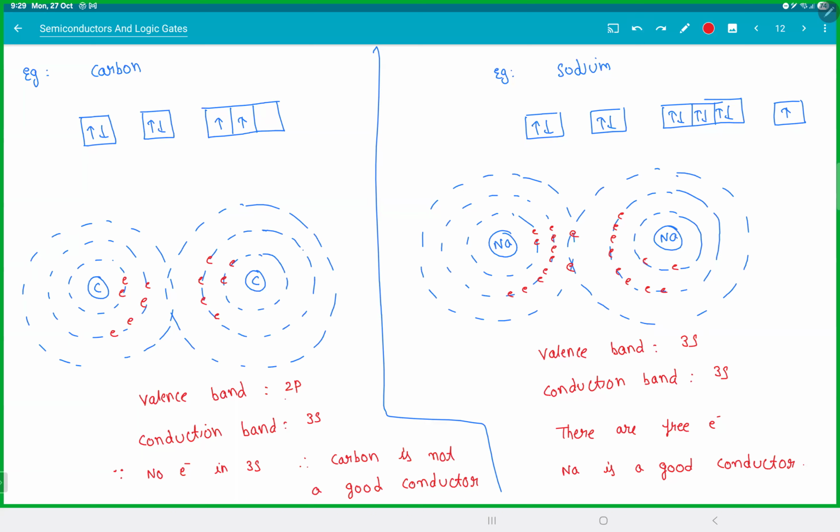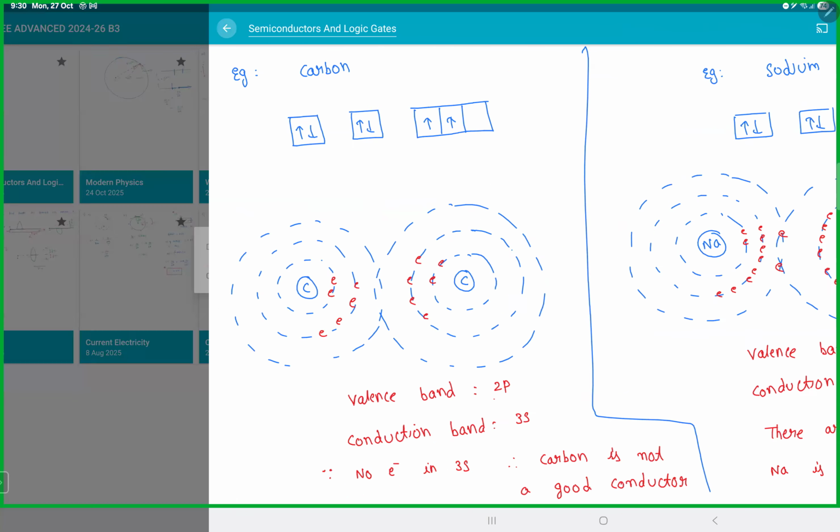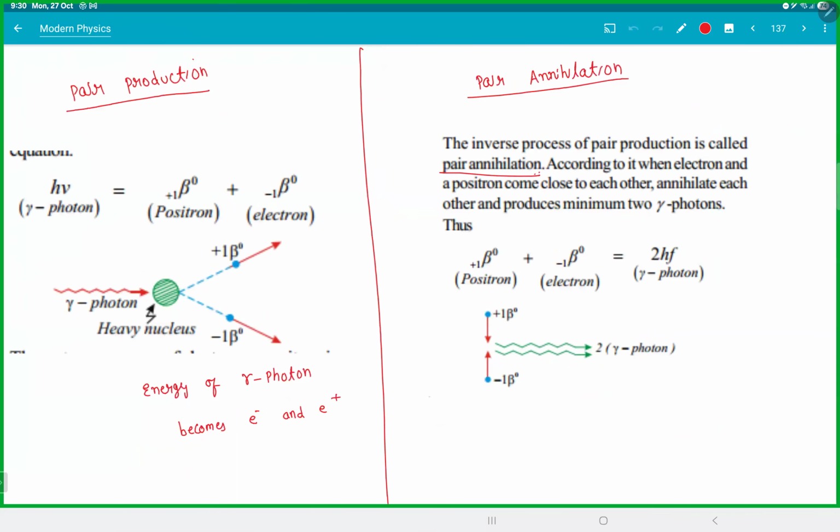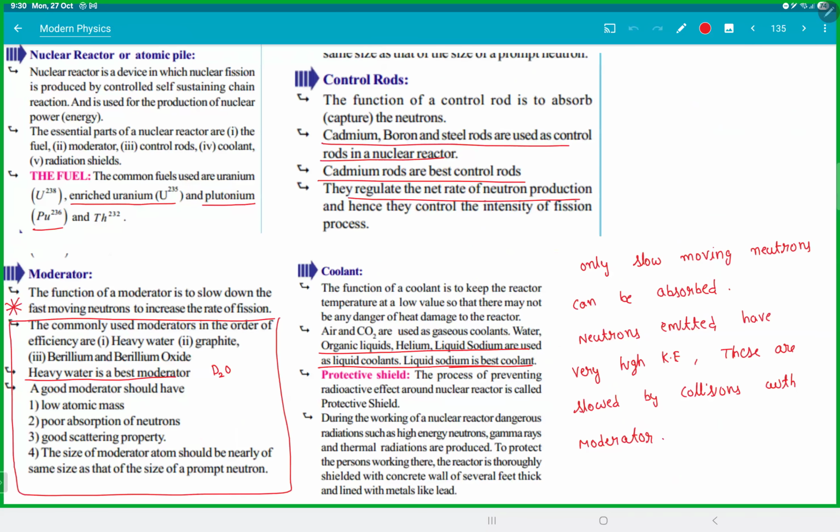Sodium is a metal. And we use sodium in coolant. Sodium can easily remove the heat from inside and bring it out. So we use it as a coolant in a nuclear reactor. Cool gaya na sab? The liquid sodium is the best coolant. Graphite is a moderator.